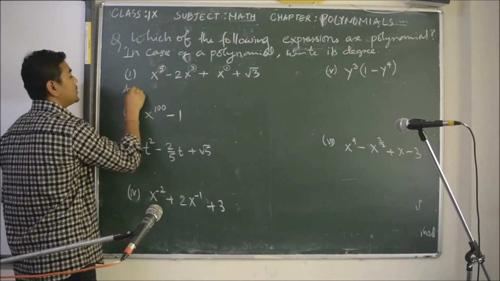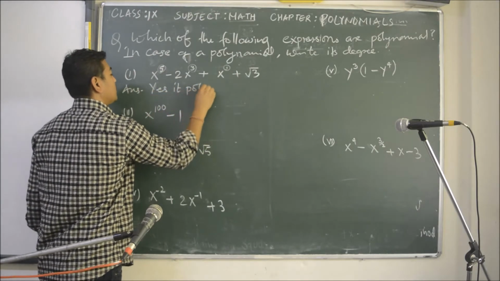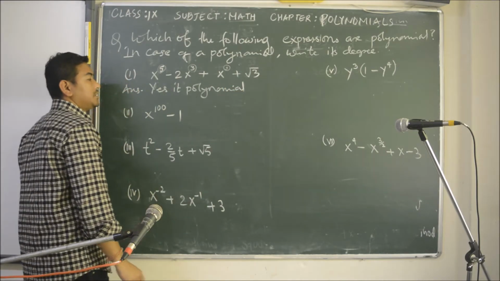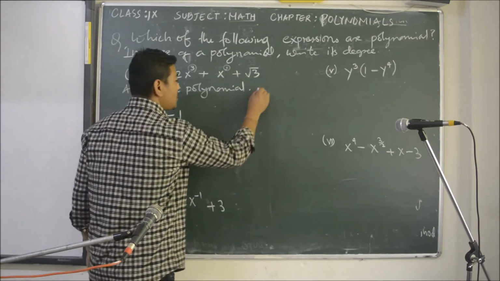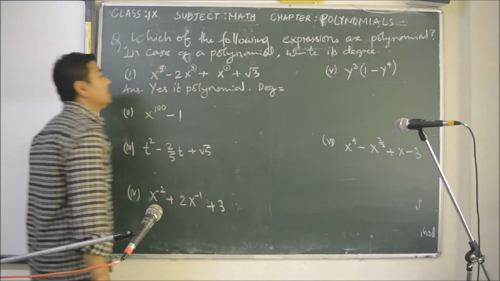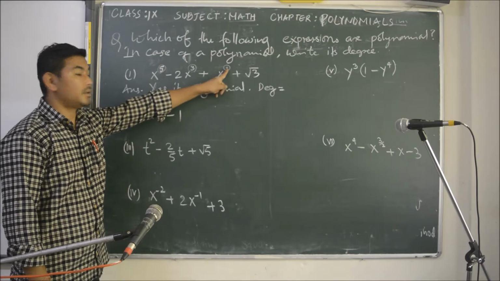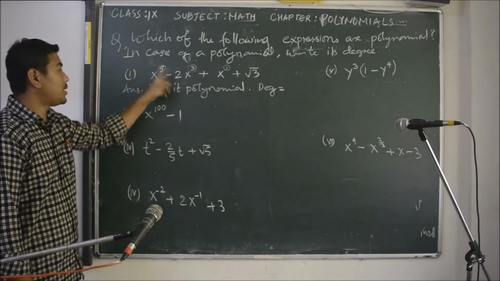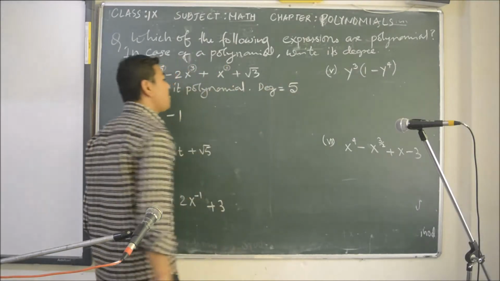So I can write here the answer: yes, it is a polynomial. Why? Because the power of the variable is a positive integer. Then let me write the degree also. In short form, you write deg. The degree is the highest power of the variable. So here we have power 1, here 3, here 5. Out of these 3 powers, which is the highest? 5. So the degree of the first polynomial is 5.